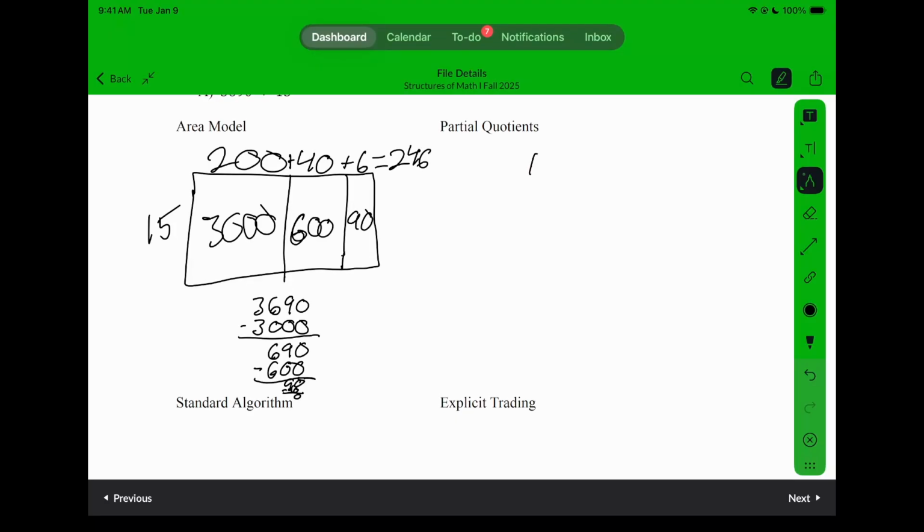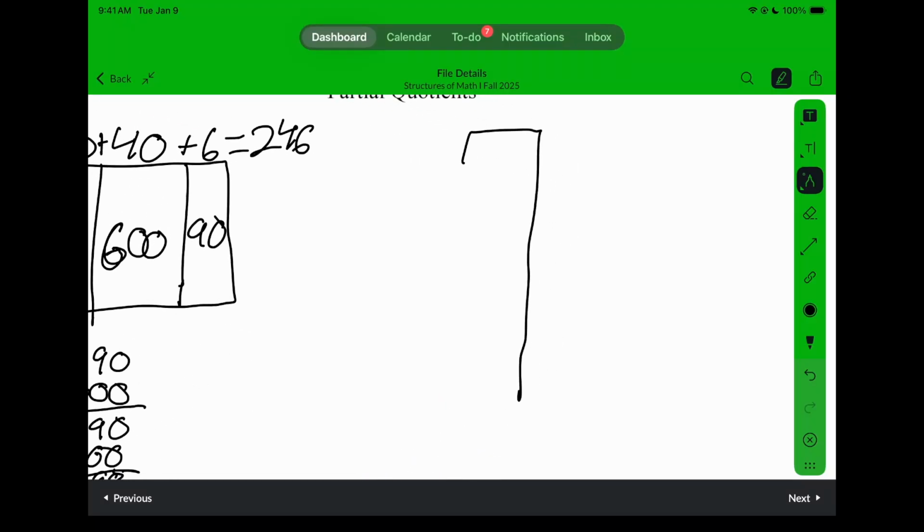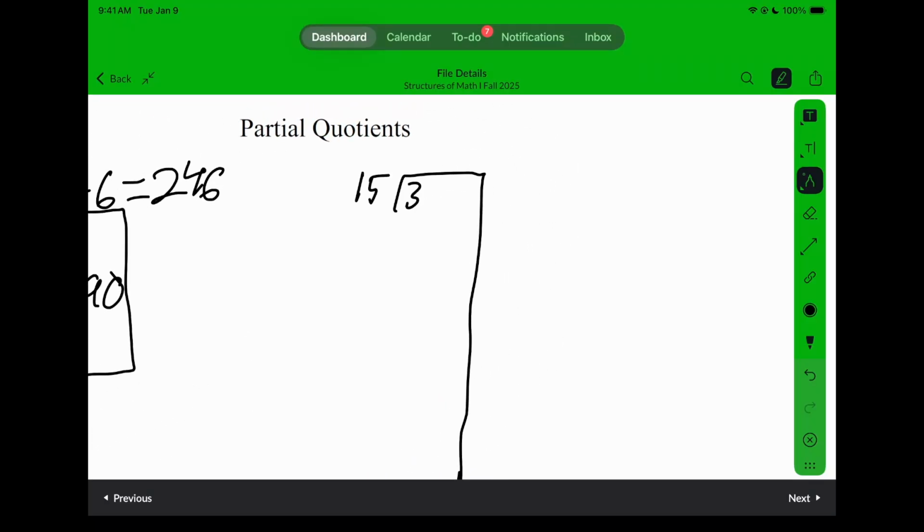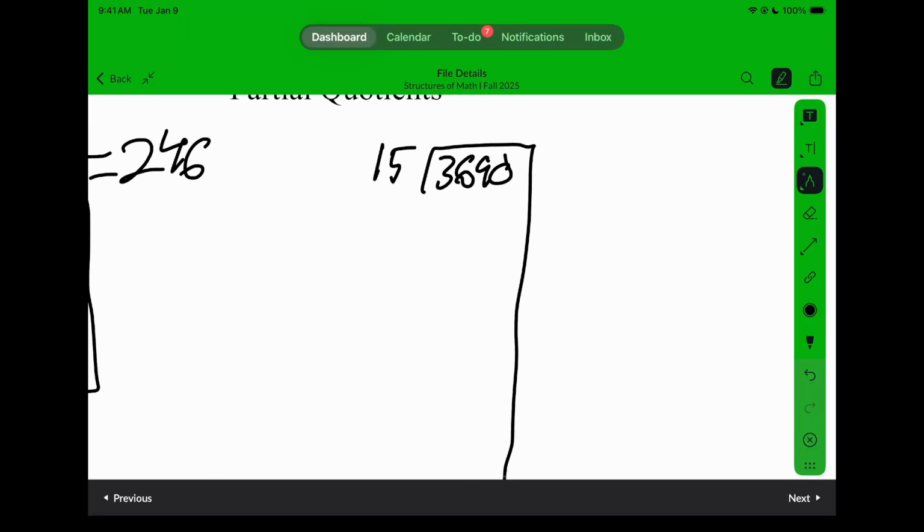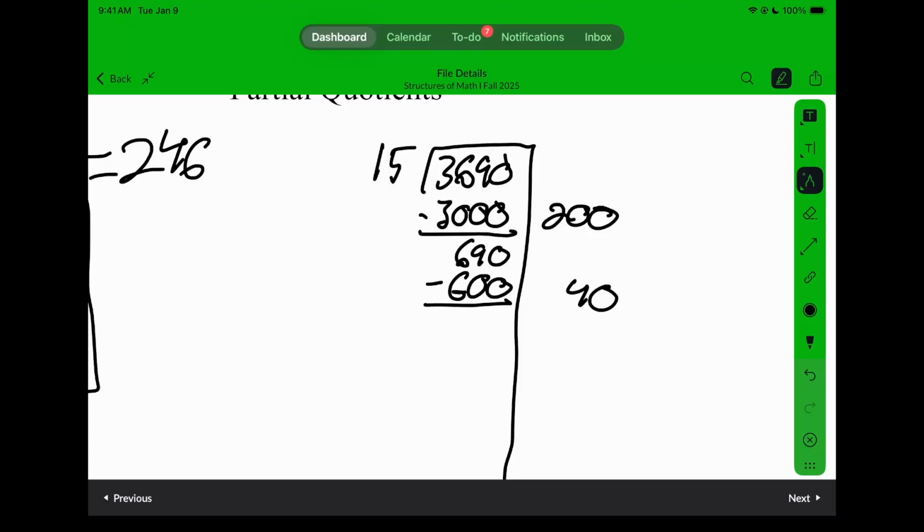And then partial quotients is the one that looks like this. 15 on the outside, 3, 6, 9, 0. We can do 3,000 because that's 15 times 200. And then we can do 600 because that's 15 times 40. And then we can do 90 because that's 15 times 6. And then that'll give us 246.